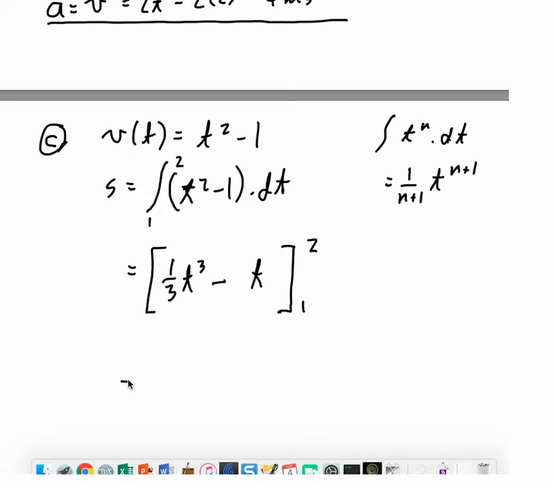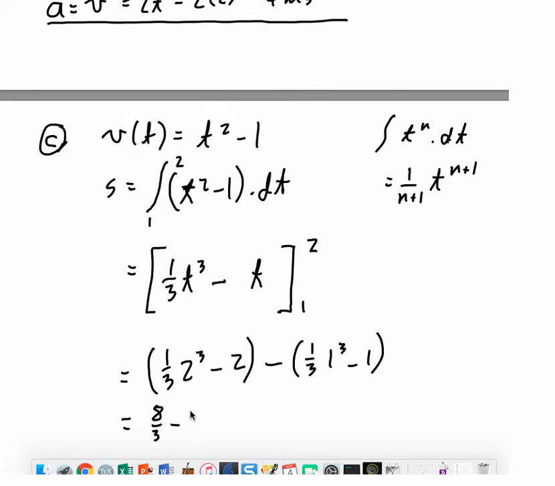So we need to then evaluate it at 2 and evaluate it at 1 and subtract. So that's going to be 1/3 of 2 cubed minus 2, minus 1/3 of 1 cubed minus 1. So that is 8 over 3 minus 2, and 2 is 6 over 3, just making the fractions a little bit easier, minus 1 over 3 minus 3 over 3 equals, so that's going to be plus 2/3, that's going to be minus 2/3.